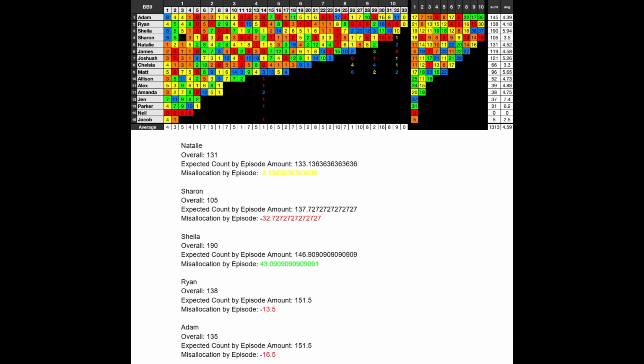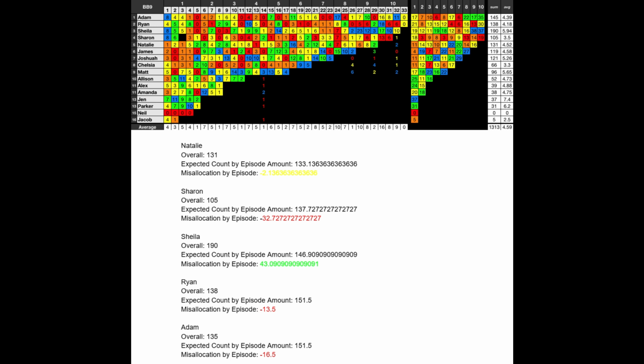Natalie has an overall diary room count of 131. Her expected count by episode amount is 133, causing her to have negative 2 misallocation diary rooms, so she's in the perfect range. Sharon has 105 diary rooms. Her expected count by the amount of episodes she lasted in is 137, causing her to have a negative 32 misallocation diary rooms, so she's very under-edited in this regard.